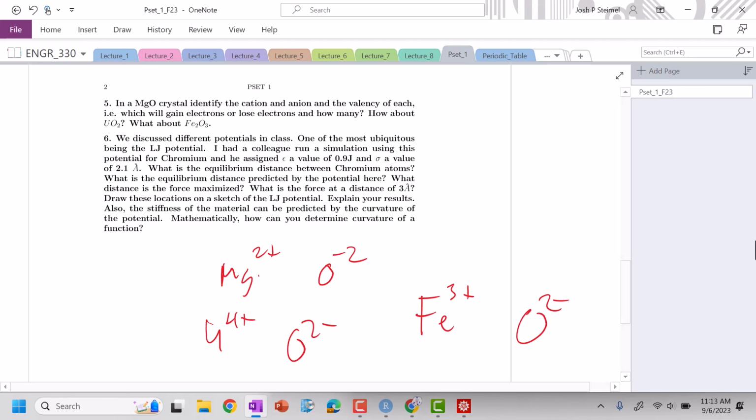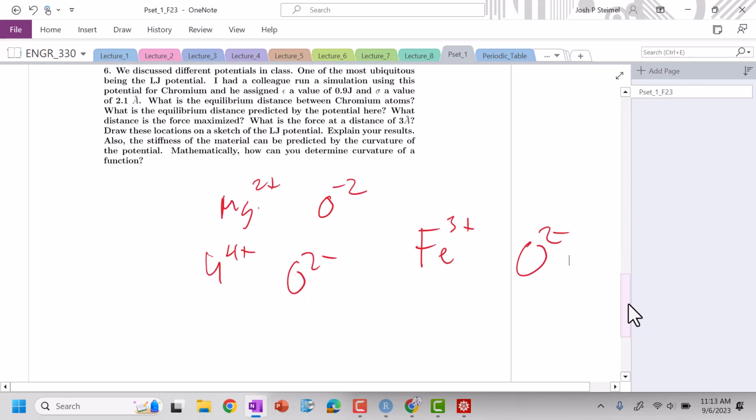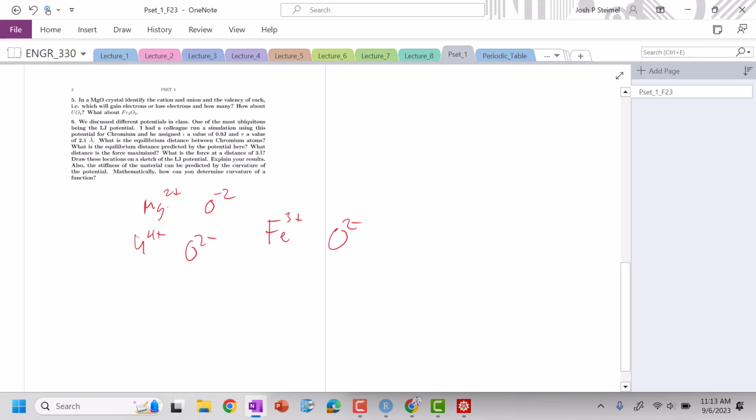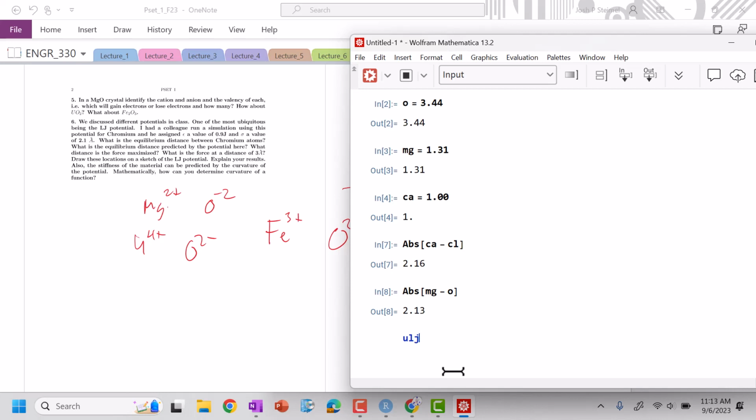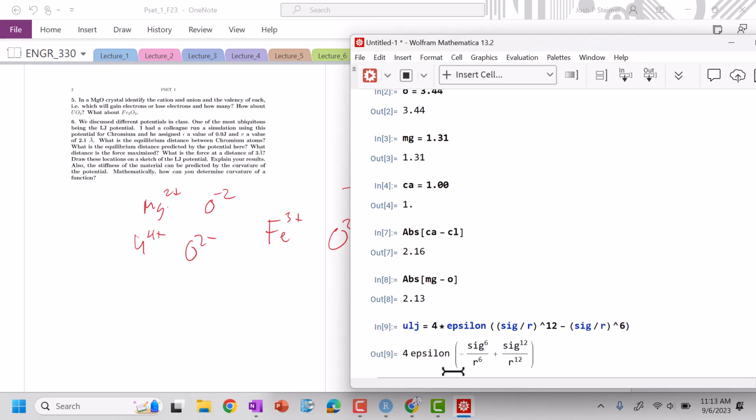All right, last problem. Let's get to it. So I always think it's fun to actually just draw the Lennard-Jones potential here, and then we'll set it up in Mathematica. So we're going to say U_LJ equals 4 times epsilon times (sigma divided by r to the 12th, minus sigma divided by r to the 6th).